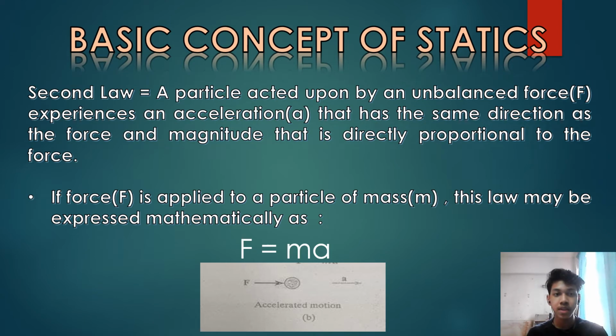Next, we go to the second law. The second law states that a particle acted upon by an unbalanced force experiences an acceleration that has the same direction as the force and a magnitude that is directly proportional to the force. If force is applied to a particle of mass, this law may be expressed mathematically as F = ma, where F is the force, m is the mass, and a is the acceleration. Here we have the figure that explains the second law.